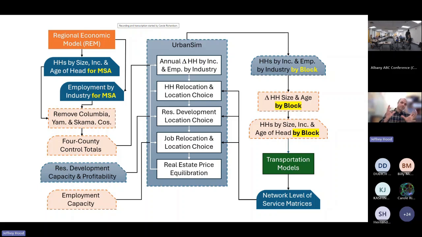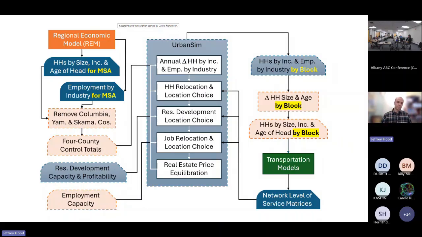But one thing that we need to do in order to get to a final UrbanSim implementation that we can apply to the distributed forecast is to remove some ex-urban counties that are in the metropolitan statistical area: Yamhill, Columbia, and Skamania counties, because all those are in the MSA. They're not in our 4-county transportation model, and so we can't integrate them with the network level of service matrices. So once we have those 4-county control totals, then those will inform UrbanSim for the annual change in households by income and employment by industry.